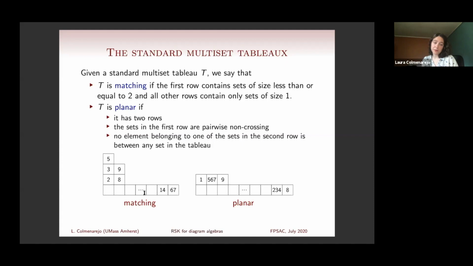And we can also define a planar tableau, a standard multiset tableau, by saying that it has 2 rows, and the sets in the first row are pairwise non-crossing. This is a condition on the sets. And there is also a condition on all the elements in the second row with respect to the sets that appear. And this will be an example of being planar.